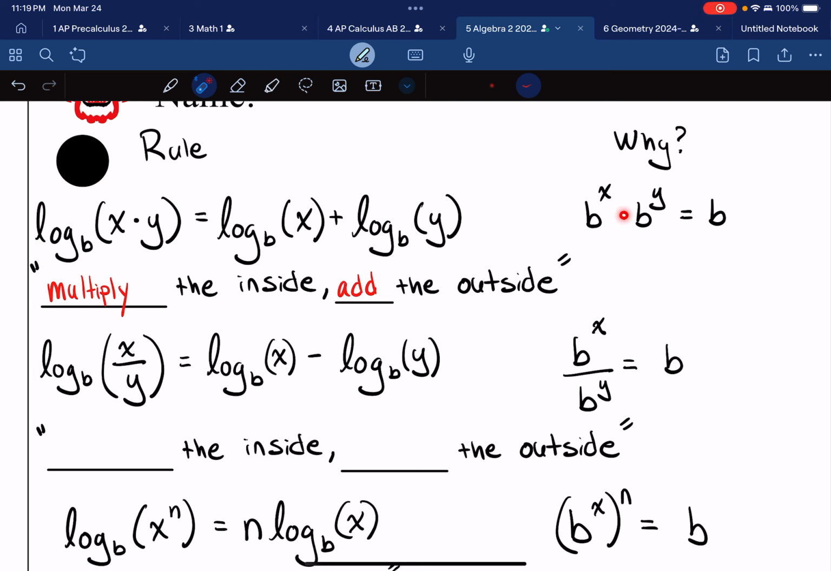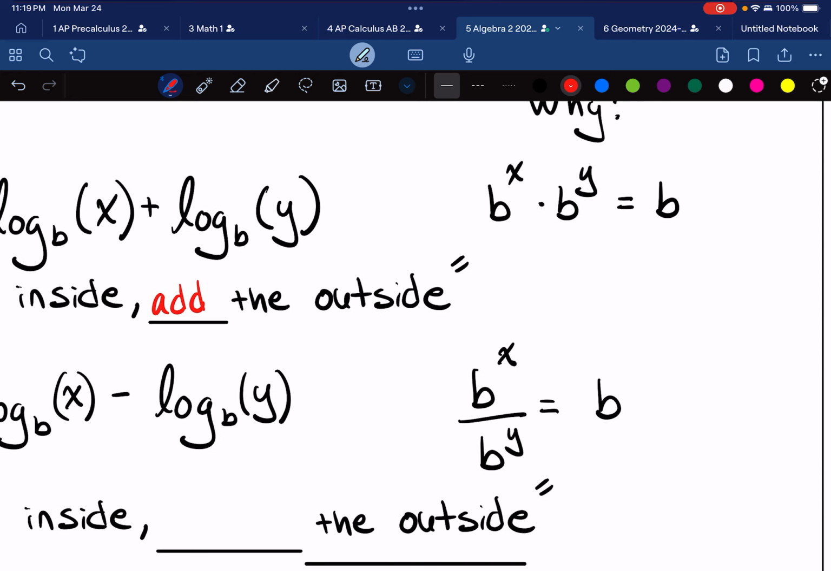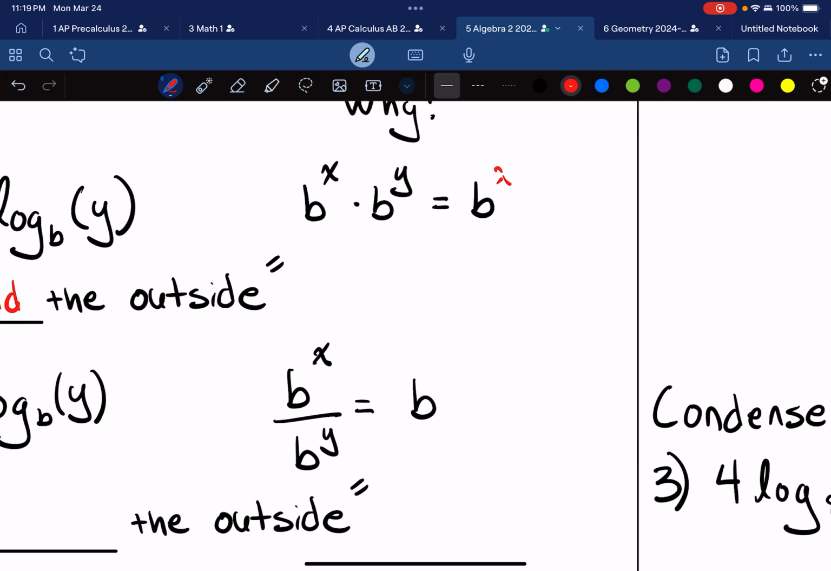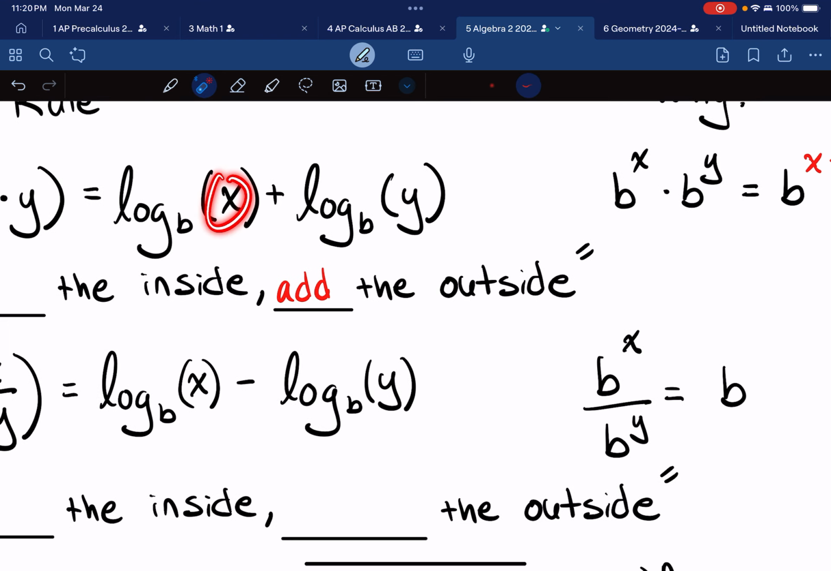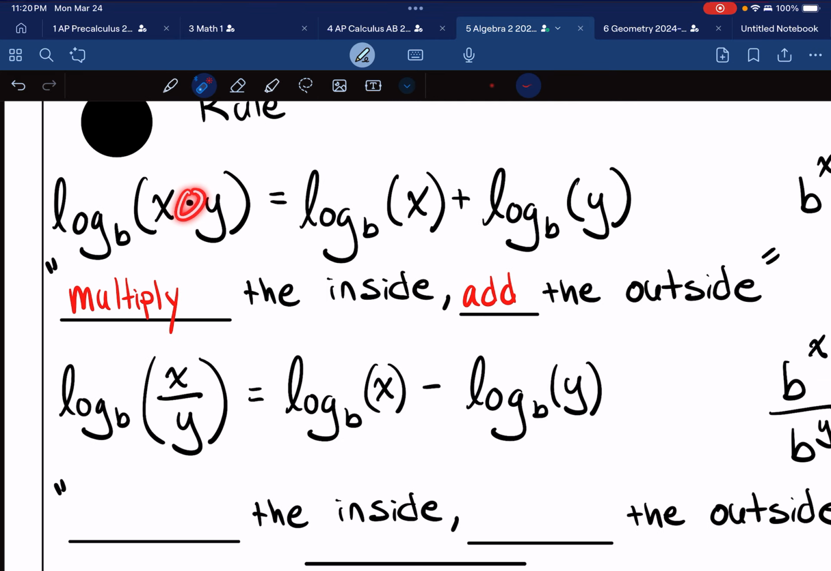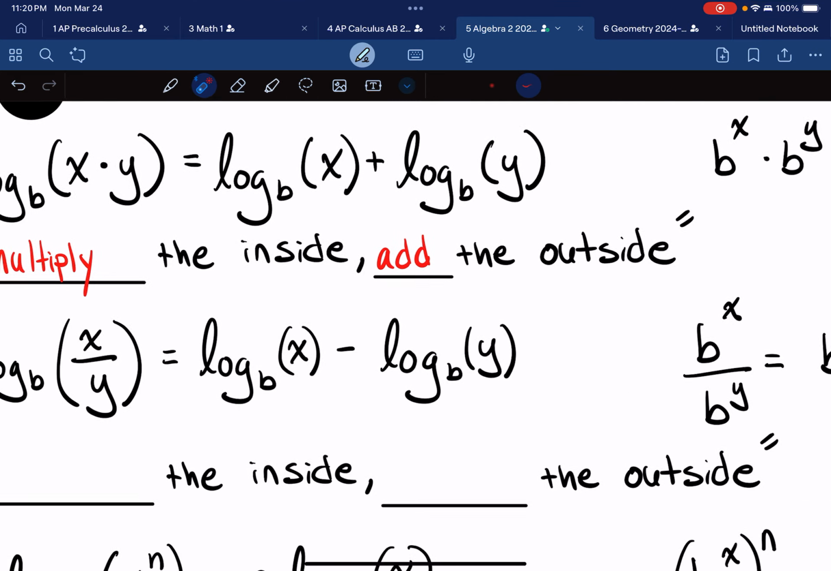And what happens when I multiply powers that have the same base? Again, I have the same base. When I multiply those bases, these powers get added. And we know that from the past. So we say this is the same thing as x plus y. And therefore we have an x plus y. We are adding a power to a power when we are really trying to multiply those bases.